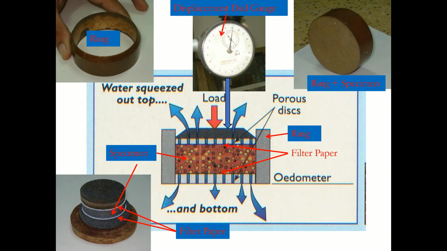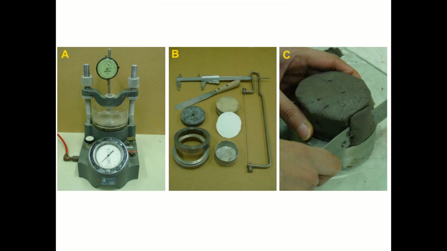The soil specimen is placed inside a metal ring with two porous stones, one at top and another at bottom. The specimens are usually 64 mm in diameter and 25 mm thick. The specimen is kept under water to make it saturated. The load on the specimen is applied through a lever arm and the compression is measured by displacement gauge reading. This is the consolidometer. We can also call it odometer.